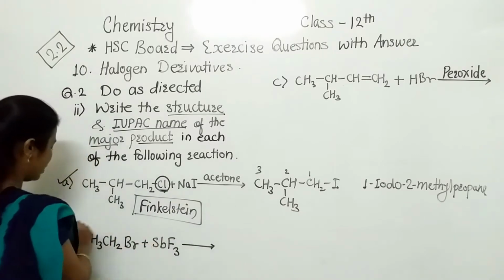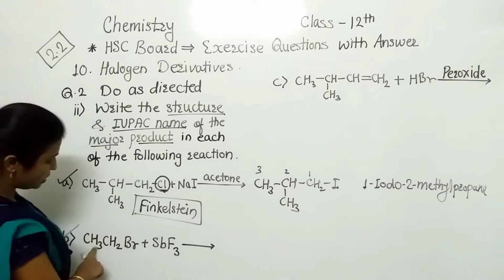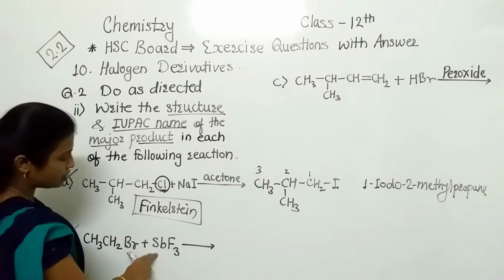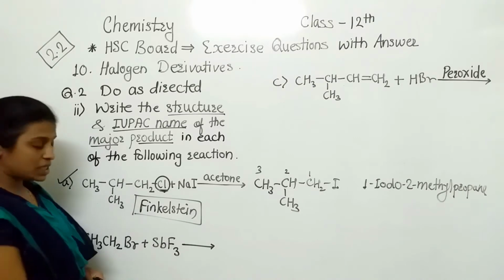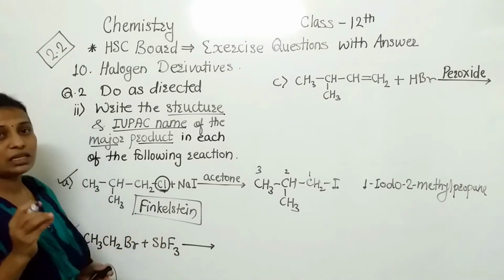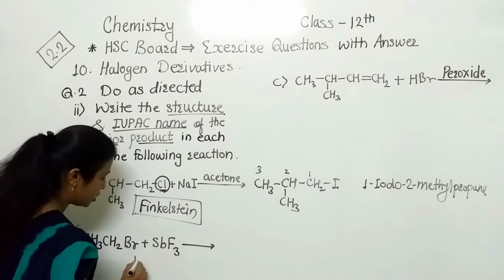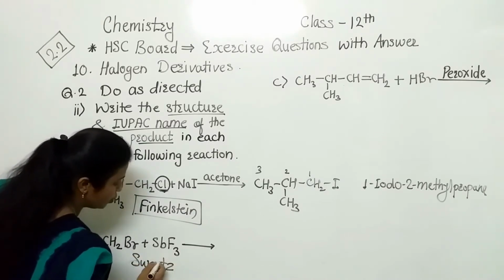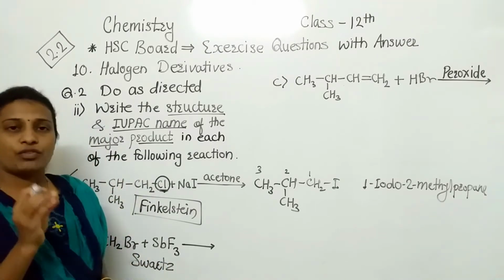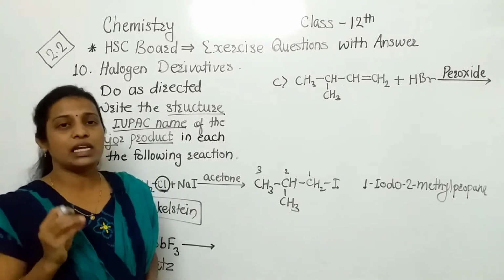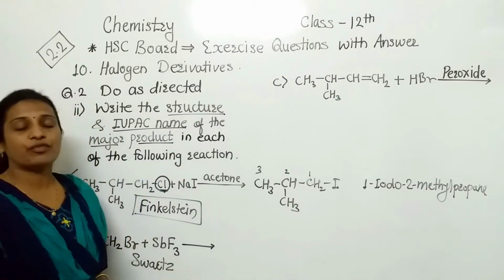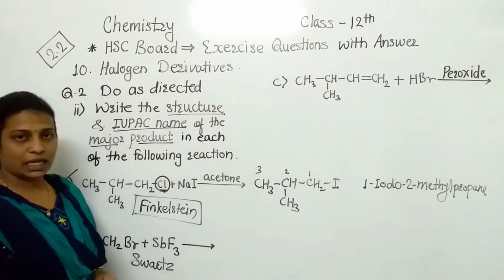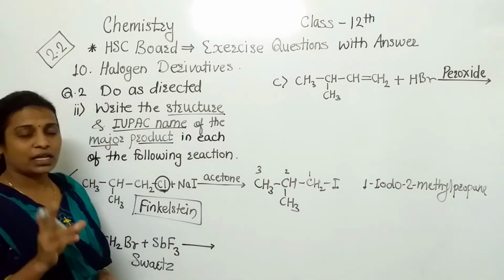Now we are going to start with the second question. Second question is that CH3CH2Br means ethyl bromide or bromoethane is given which is treated with SbF3. Means here if we consider this reaction, again this is the named reaction and name of this reaction is Swarts reaction. What is that Swarts reaction? When alkyl chloride or alkyl bromide is heated with metallic fluoride, at that time it gives fluoroalkane, or we can say that alkyl fluoride. That is the Swarts reaction.